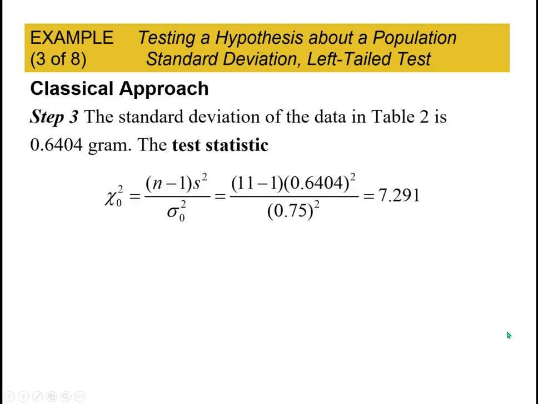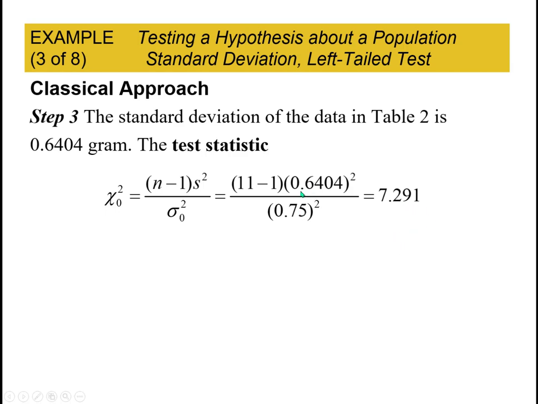And we're going to start with the classical approach. So by hand, we can compute chi-square, our test statistic, and we have our degrees of freedom, which is 10 because our sample size was 11. Our standard deviation squared, or also our variance, you can compute using software or a calculator. Our standard deviation from our population was 0.75, that was given, so that variance is that number squared. And we compute that and we get 7.291 for our test statistic.